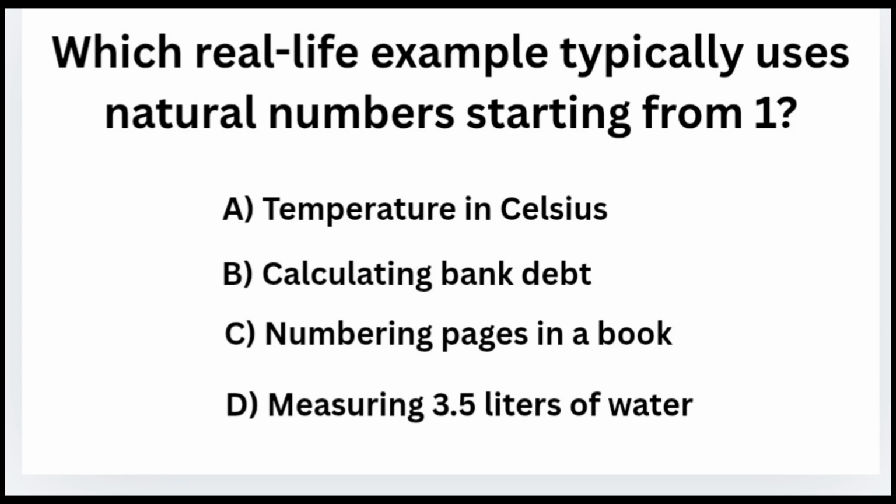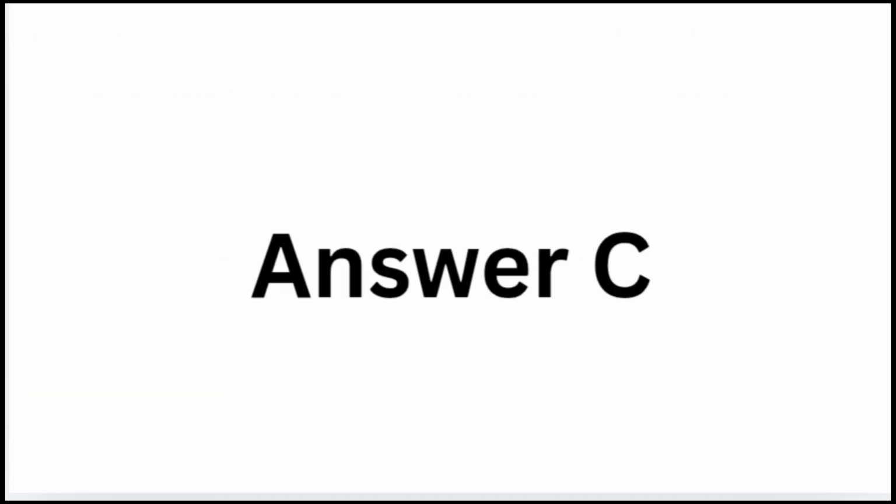Question number 8. Which real-life example typically uses natural numbers starting from 1? A. Temperature in Celsius. B. Calculating bank debt. C. Numbering pages in a book. D. Measuring 3.5 liters of water. The correct answer is C. Numbering pages in a book.